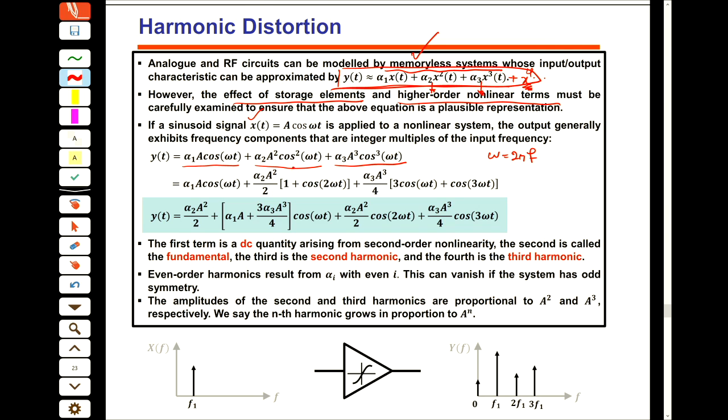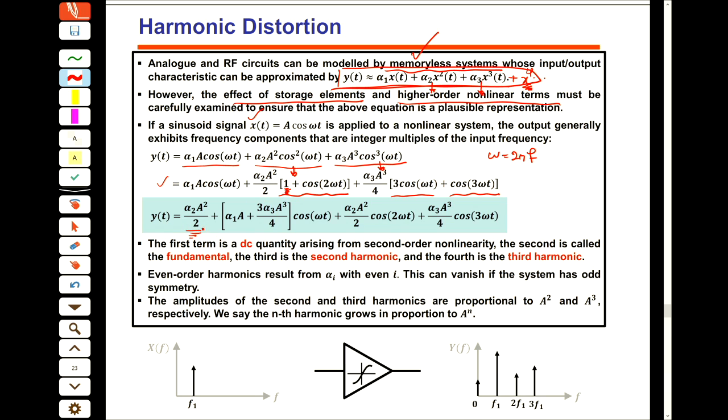And if we expand cosine squared into (1 plus cosine 2 omega t) divided by 2, and expand cosine to the power 3 into (3 cosine of omega t plus cosine of 3 omega t) divided by 4, then we reach this equation. And we see that this system generates a DC component which is coming from the second harmonic. So the second harmonic gives you a DC current. Just follow me. Don't miss this part. Second harmonic generates DC components.